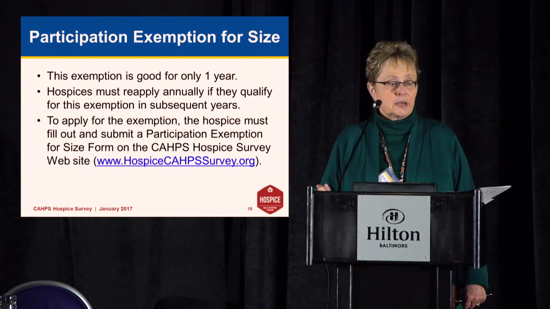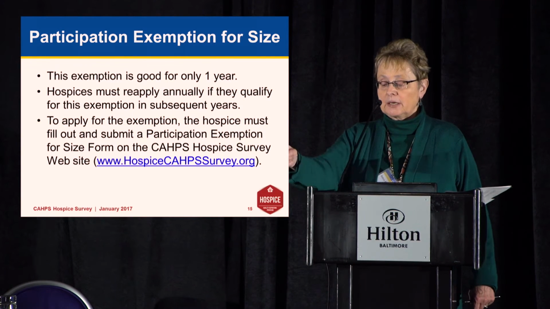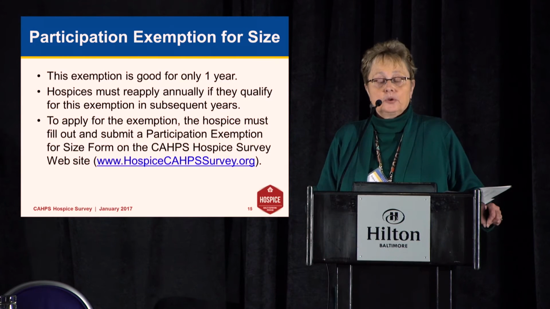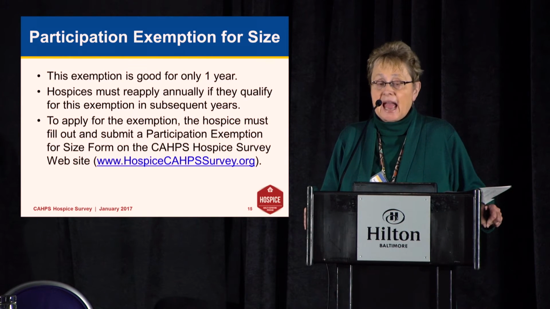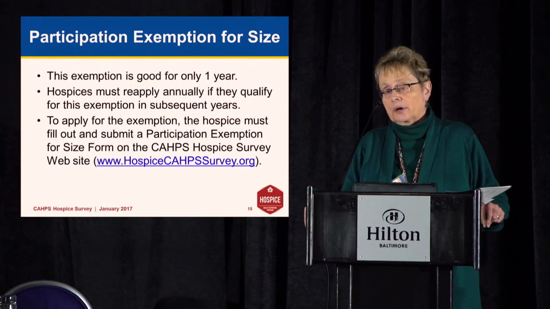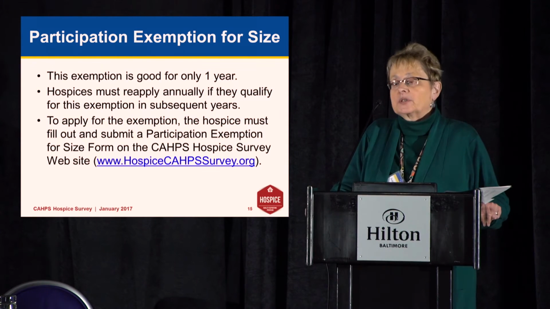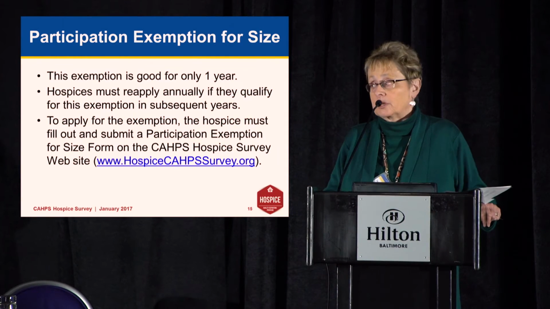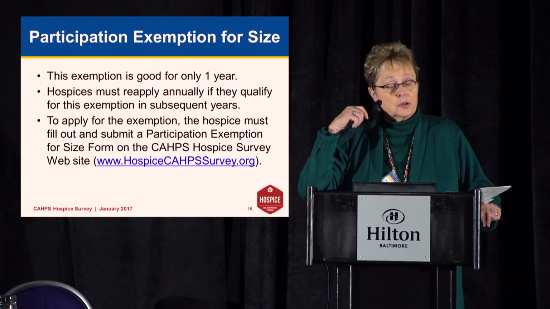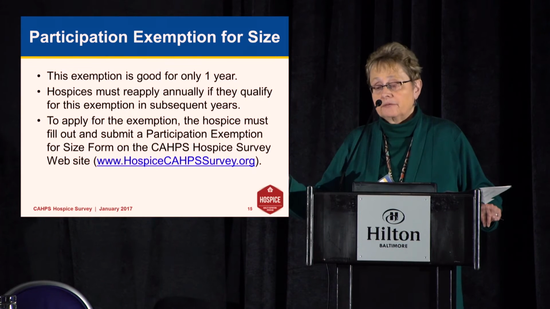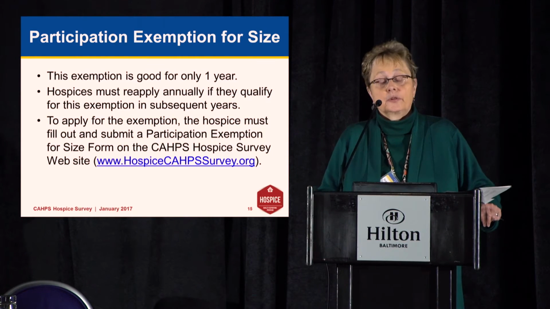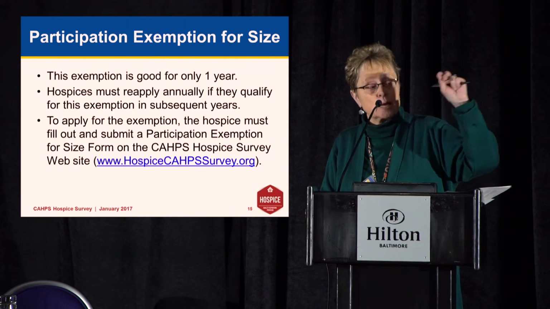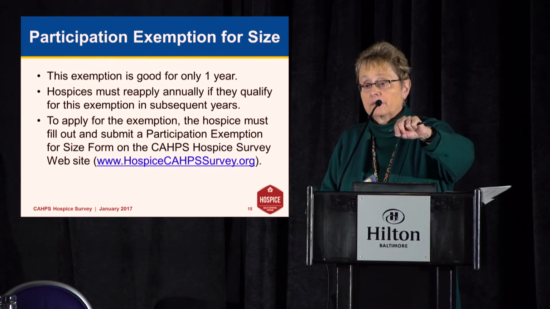To apply for the exemption, you go to the survey website. That is shown here at the final link, www.hospicecahpssurvey.org. This is a very useful website. It's mostly really for the vendors, but you can find information that you can use here as well. There is news, there are the manuals, there's the list of vendors. So this is a very useful thing, and the exemption for size form can be filled out and submitted from this website.